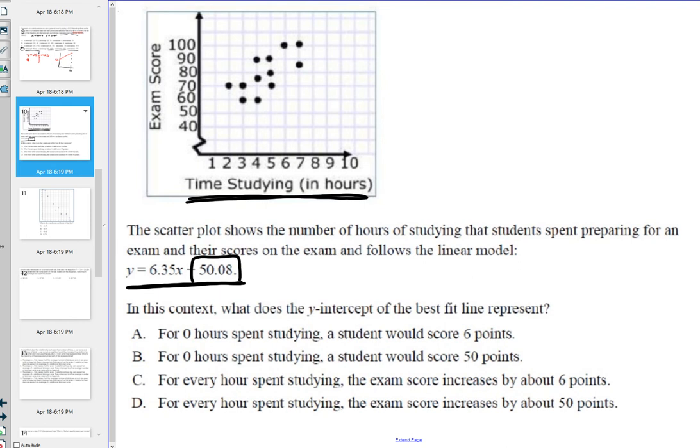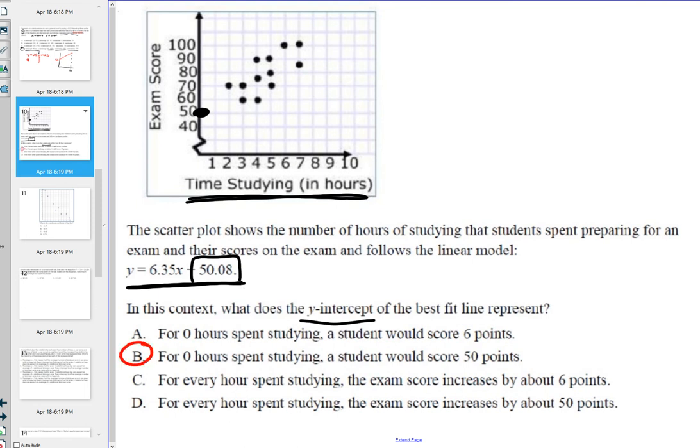What should the y-intercept represent? Is this telling that the y-intercept would be somewhere around here? What would that mean? The y-intercept on any function is what happens when x is 0. Here, x is time studying. It's something a lot of you should be familiar with. So if you have 0 time studying, what does that y-intercept mean? If you do not study, what does that mean? You should score around 50. So for 0 hours spent studying, a student would score about 50 points.